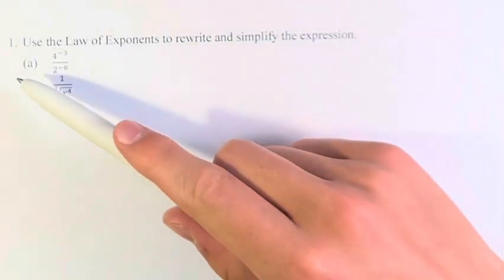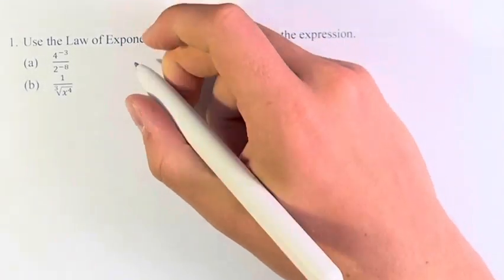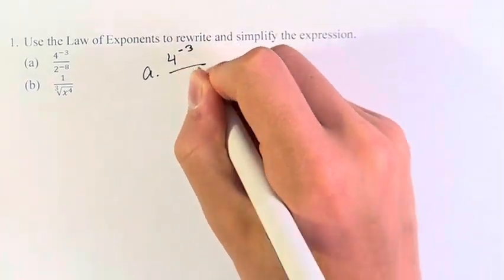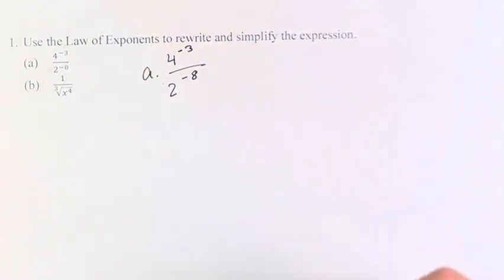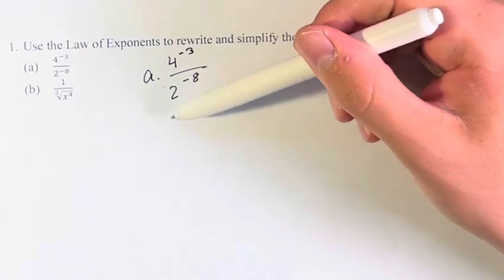In this problem, we're asked to use the law of exponents to rewrite and simplify the expression. So in A, we have 4 to the negative 3 over 2 to the negative 8. What we're going to do here is get these both in terms of base 2.